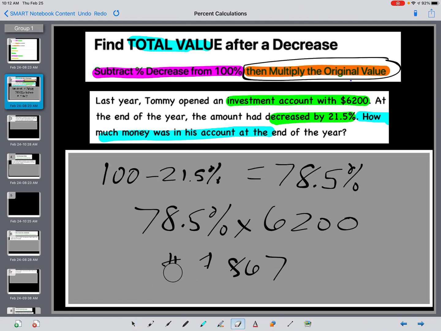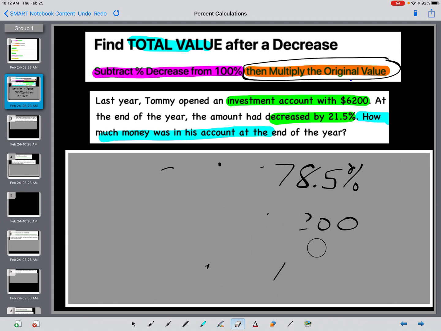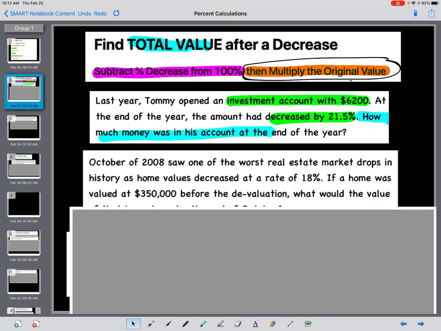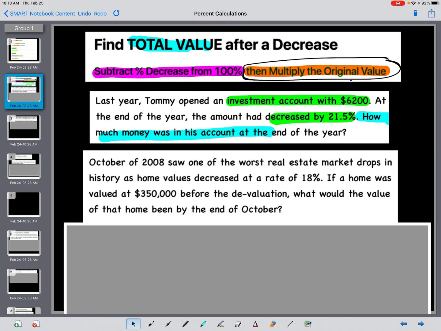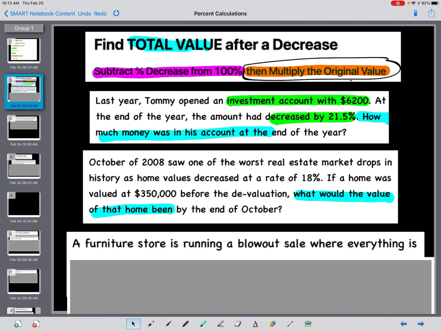Just to go through a couple of other examples, I'm not going to do the calculations necessarily, but just so you can see some other examples of where you're being asked to find the total value. Here it says October of 2008 saw one of the worst real estate market drops in history as home values decreased at a rate of 18%. If a home was valued at $350,000 before the devaluation, what would the value of the home be? That's a total value. That is not a change.